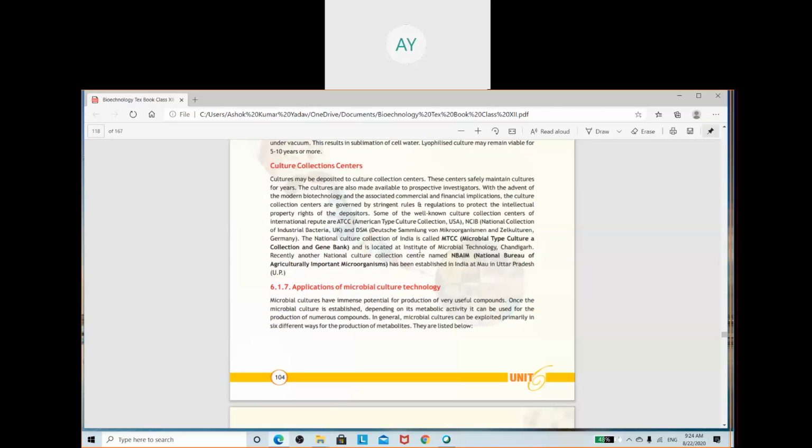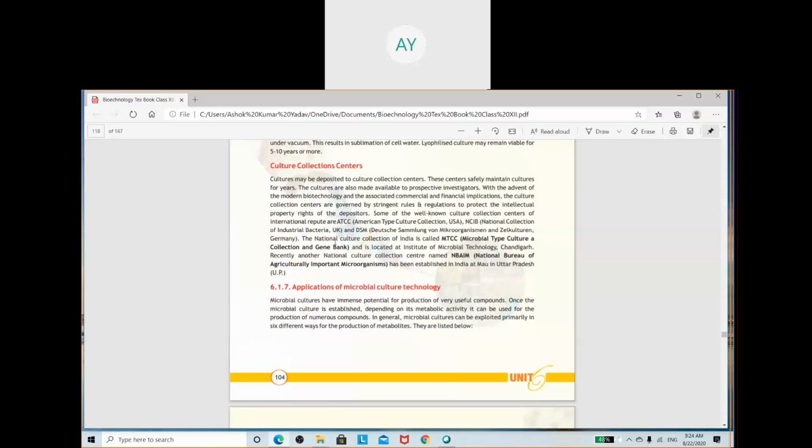Okay, so this is the culture. The American Type Culture Collection center is in the USA. NCIB, the National Collection of Industrial Bacteria, is in the UK. And Deutsche Sammlung von Mikroorganismen und Zellkulturen is in Germany. So there are three places at the international level with a gene bank that is utilized for research purposes.